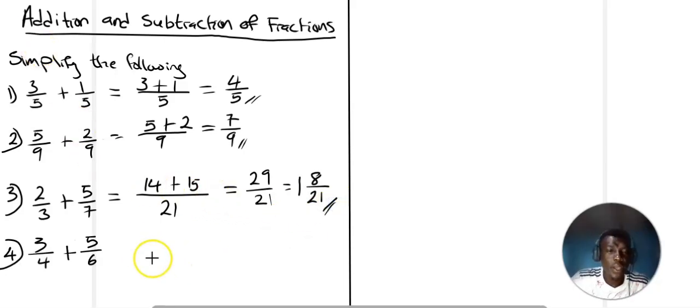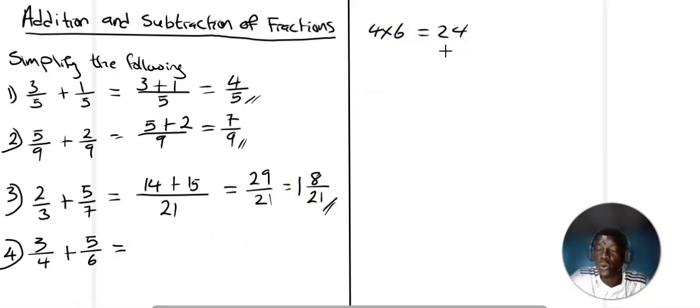This is a very simple one. You can pause the video and try it out yourself. If you have two denominators like this, this is the reason why I say that it is very wrong for you to multiply the denominators to get your LCM. Remember, the first thing you have to do is to find the LCM. Now, if you multiply 4 by 6, it is equal to 24. So look at it here. You have 4 times 6 will give you 24.